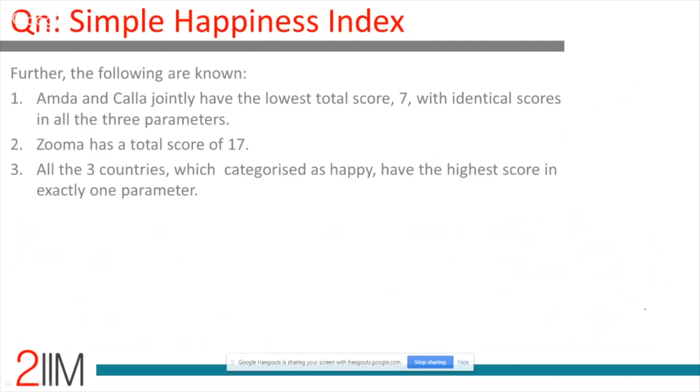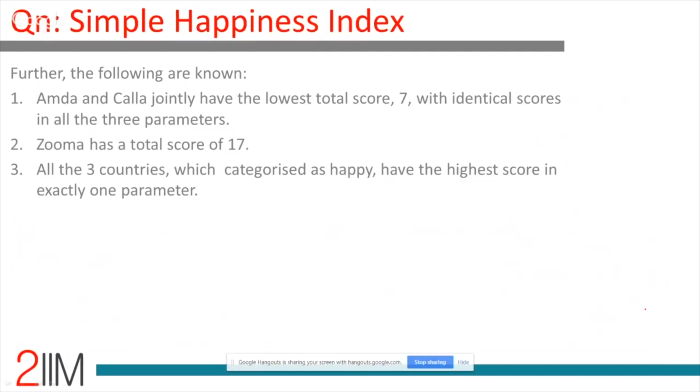Amda and Kala, A and C, jointly have the lowest total score, 7, with identical scores in all the 3 parameters. Zuma has a total score of 17. All the 3 countries which categorize as happy have the highest score in exactly 1 parameter.